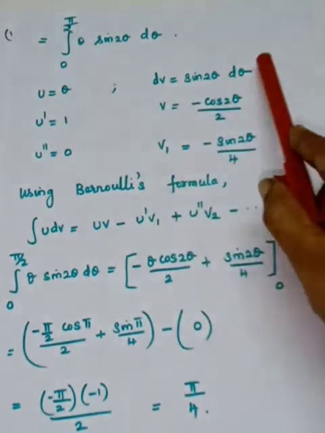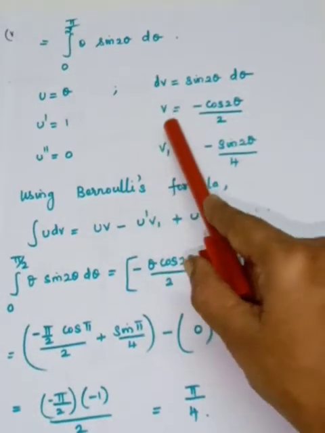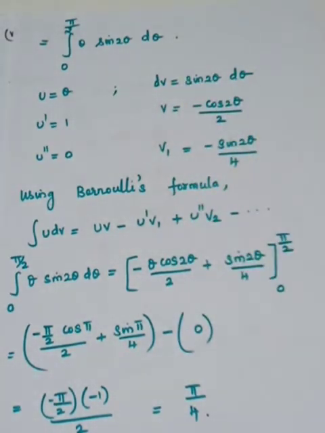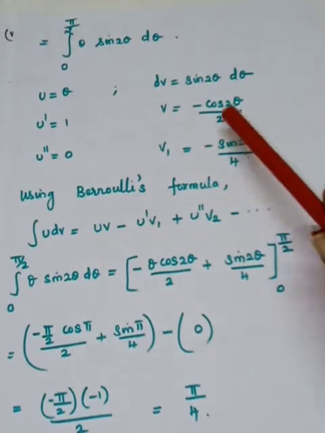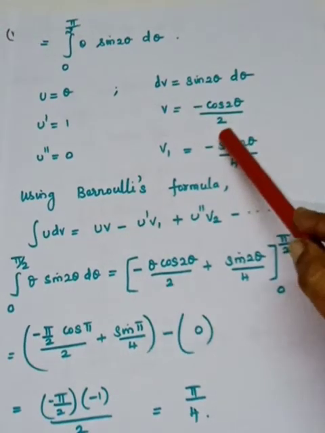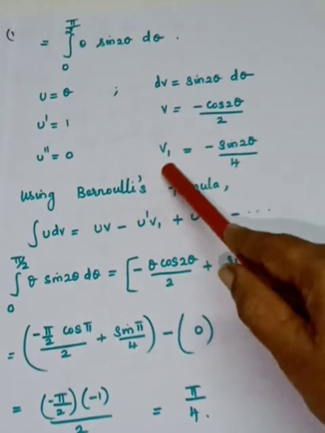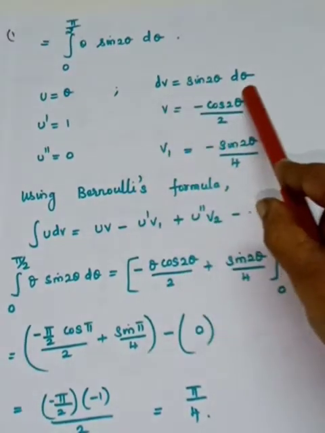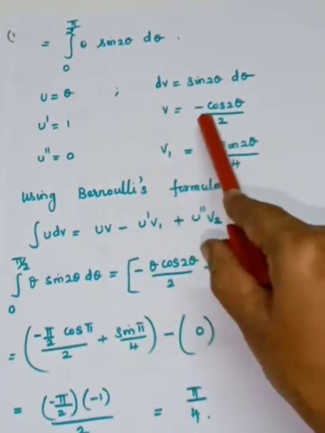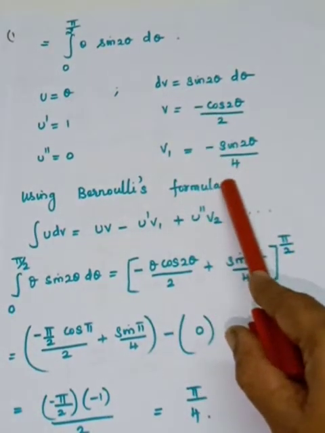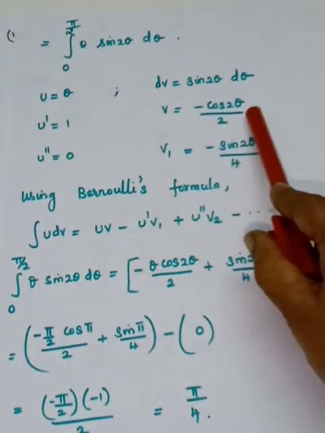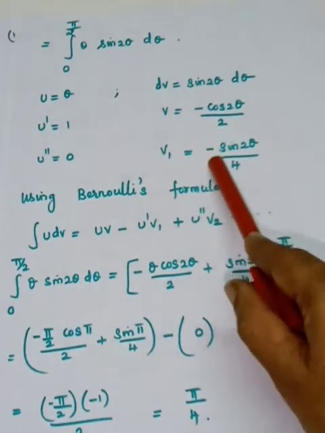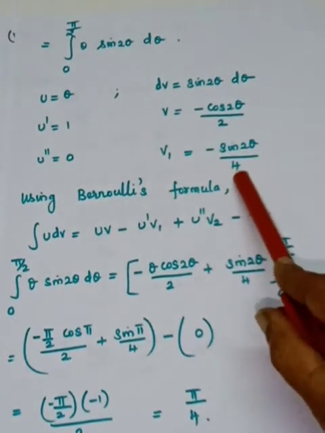So you are going to integrate this. So integral dv is v, which is equal to integral sin 2 theta d theta. The integration of sin 2 theta with respect to theta is minus cos 2 theta by 2. And if you integrate it again, that is v1. So if you integrate v with respect to theta, that is v1. Here minus 1 by 2 is a constant. Cos 2 theta, if you integrate, is sin 2 theta by 2. So the answer is minus sin 2 theta by 4.